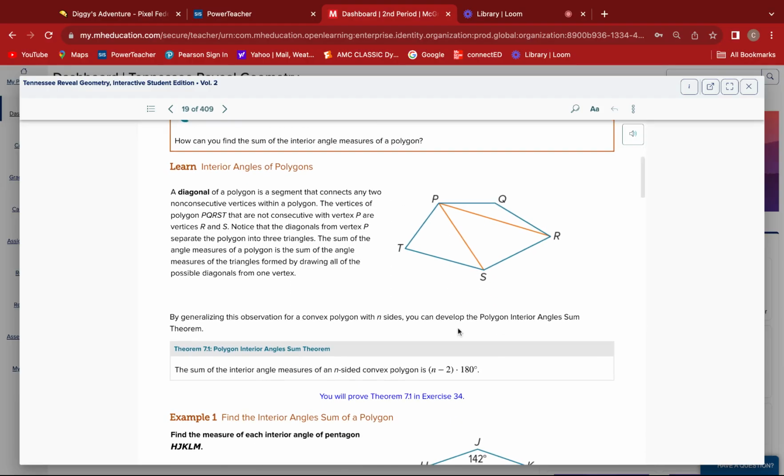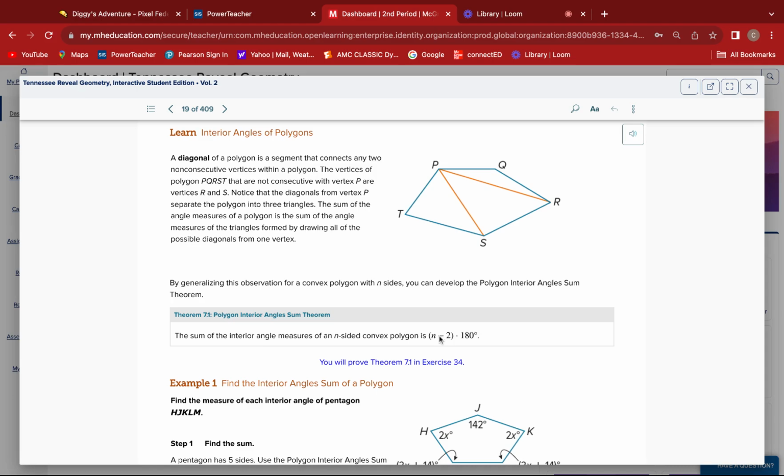All right, so they give us a formula. We are looking for the sum. Sum means all 5 angles added together of any kind of figure, this being a pentagon. You put 5 for the n, which is your number of sides. So if it's a pentagon, we're going to put 5. If it's a hexagon, you would put 6. If it's a decagon, you'd put 10. So however many sides the figure is, you put it in for this number right here. Subtract 2, and then multiply times 180.